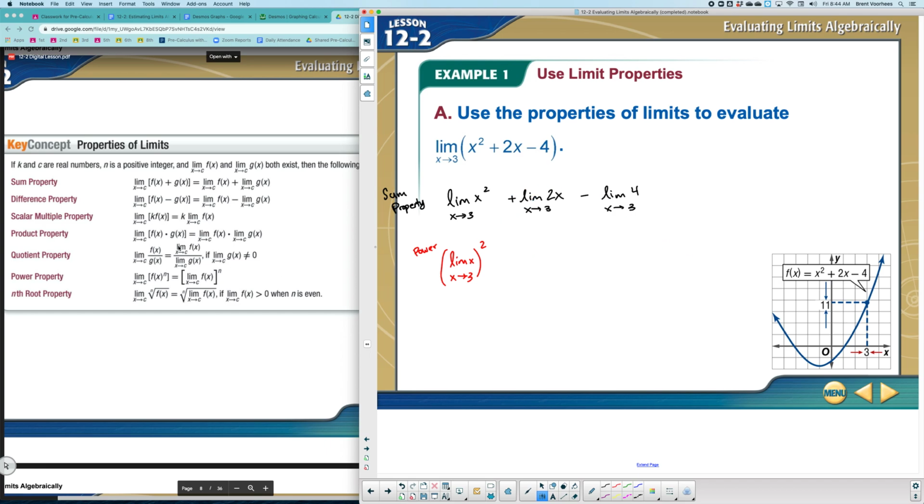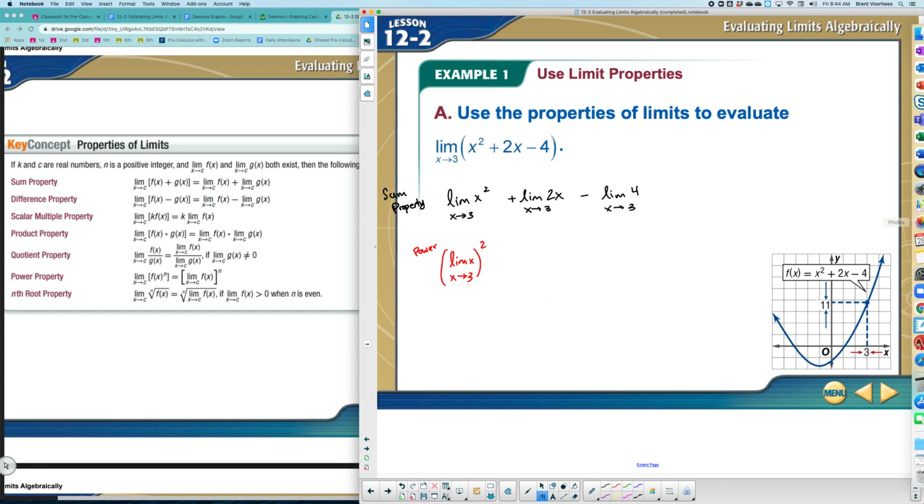And then over here I have a limit of 2x. This is the scalar property. It says if you're multiplying a function by a number, you can just move the scalar to the front. So I'll say this is the same thing as 2 times the limit as x approaches 3 of the identity function. That right there is the scalar multiple property.